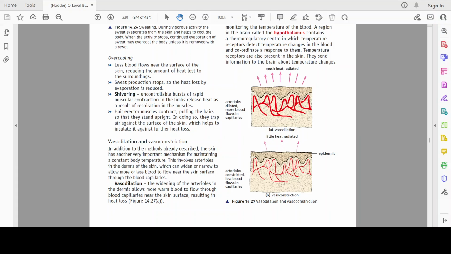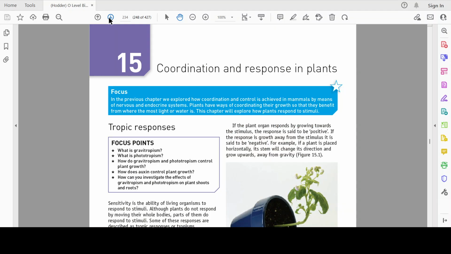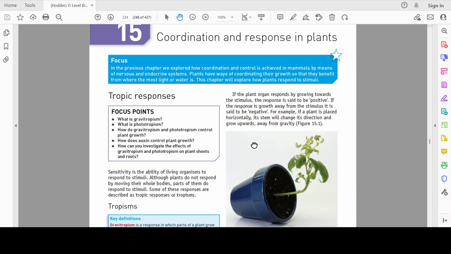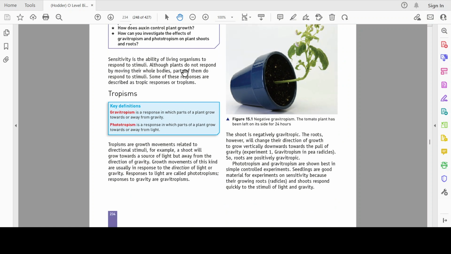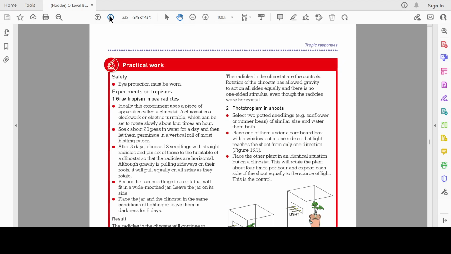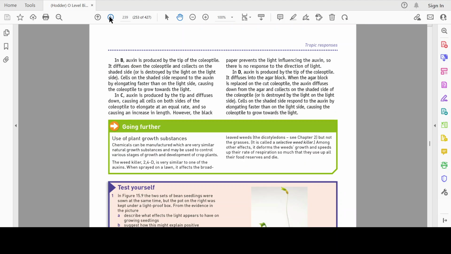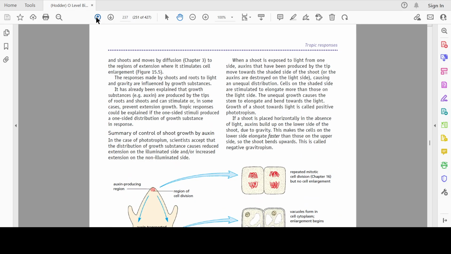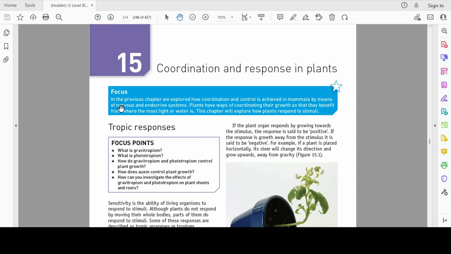We'll stop here. Next time, inshallah, that's tomorrow, we will start with chapter 15, which is coordination and response in plants. So we've talked about coordination and control in humans. This is coordination and response in plants, and I believe this is a short chapter. We can possibly get it done tomorrow, all in one go. We'll see.